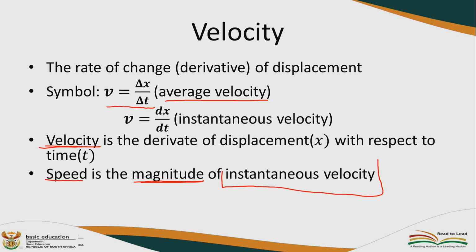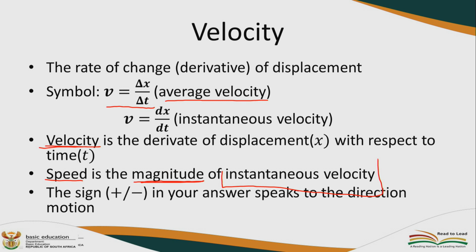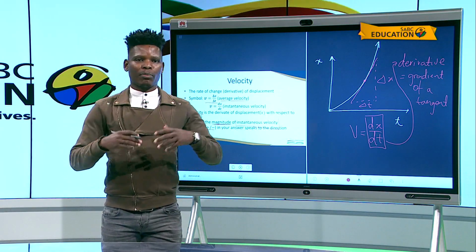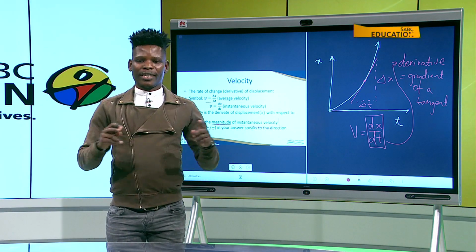All right, so now you will see once you are doing these questions that the answer of the velocity will either have a plus or a minus sign. You need to know that that plus or minus sign speaks to the direction of motion. Now, when you are doing a science problem, normally you will need to choose a positive direction. Say you are doing a question in a straight line.